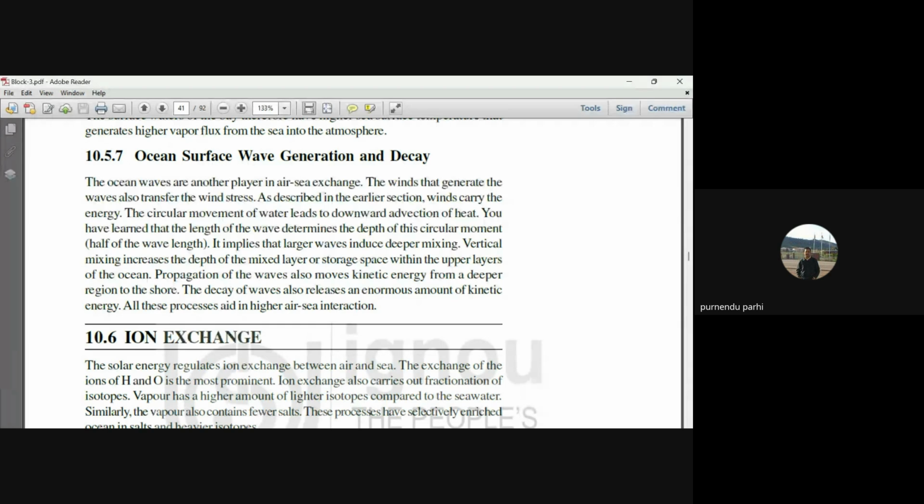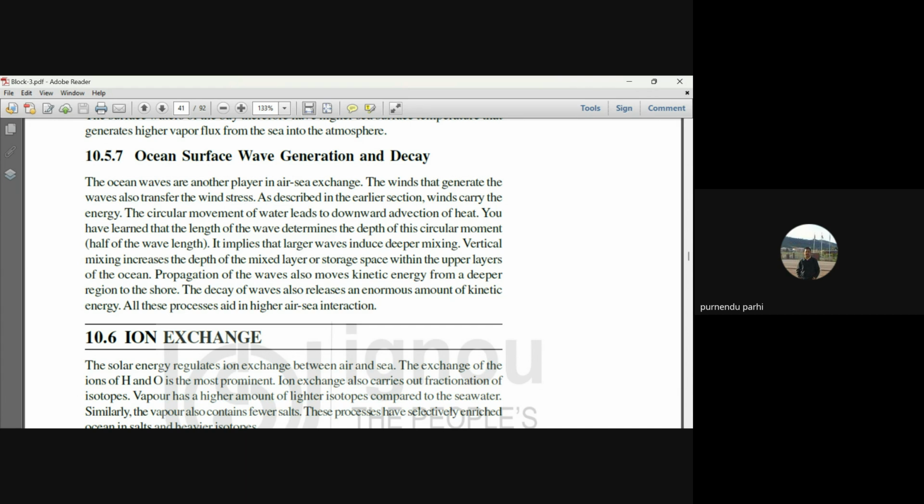Ocean waves: generation and decay. The ocean waves are another player in air-sea exchange. The wind that generates the waves also transports the wind stress. As described in the earlier section, wind carries the energy.